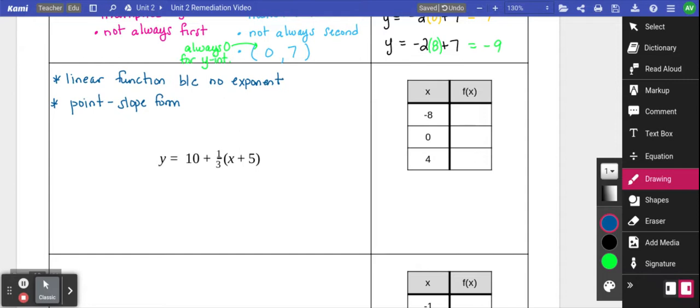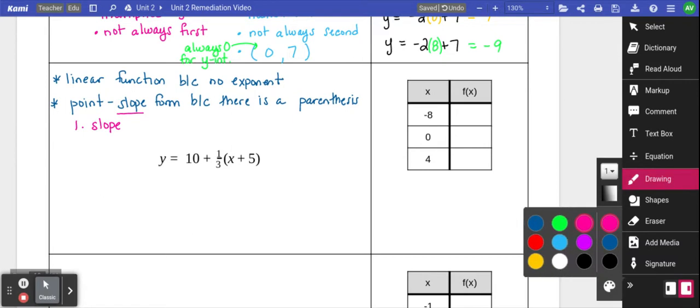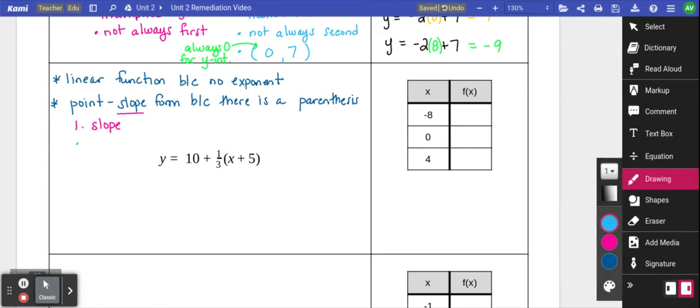And I know that this is a different form called point-slope form because there is a parentheses in the equation. Now, since this is point-slope form, we're still going to find two pieces of information. We're going to find the slope, just like we did before, and we're going to find the starting point.